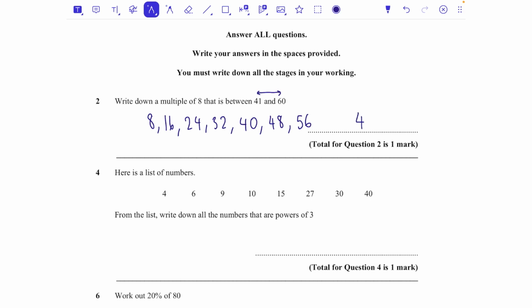You can put either of them on the answer line. I'm just going to use 48, but 56 would have been fine as well.